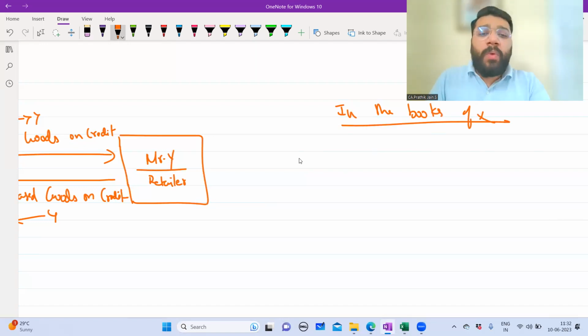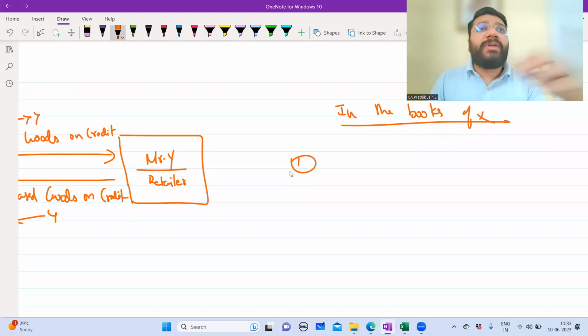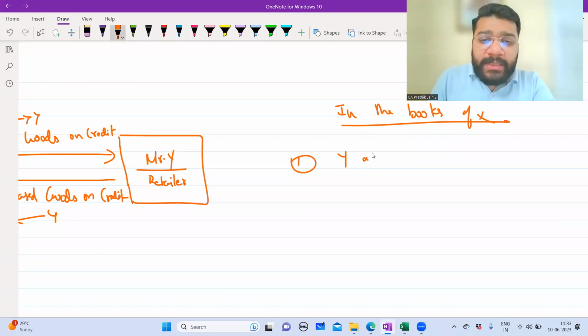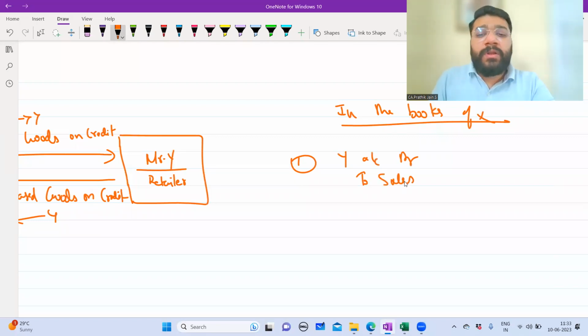What will be the journal entry for sale? For X, Y is a customer, a debtor. So debtor account debit to sales. So here Y account debit to sales. Correct? Yes, sir. So every time a sale takes place on credit basis, this would be the journal entry. Am I right or wrong?